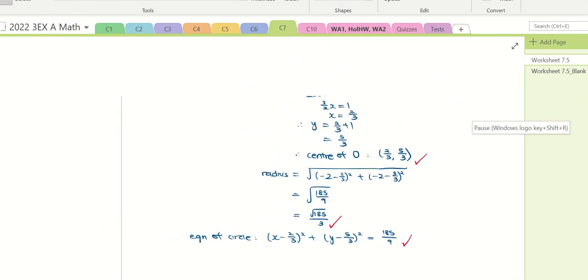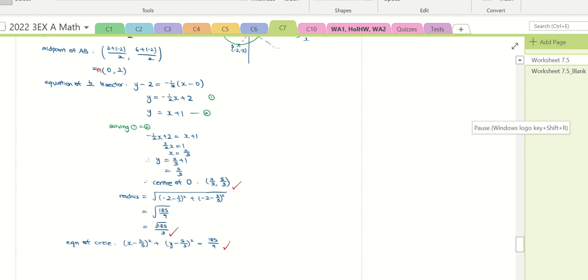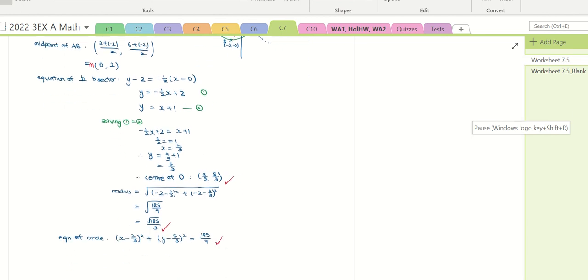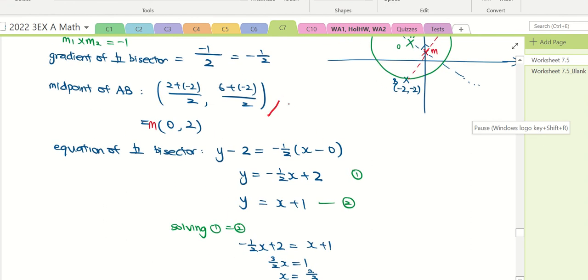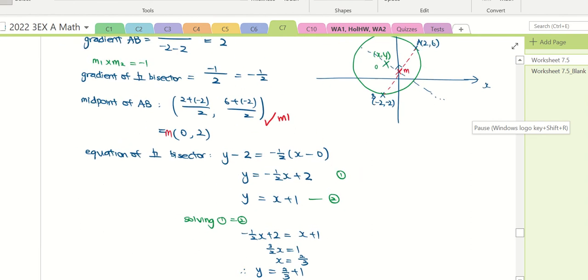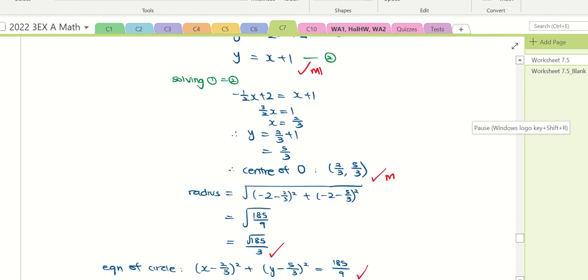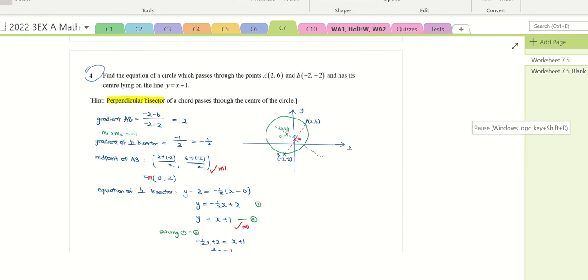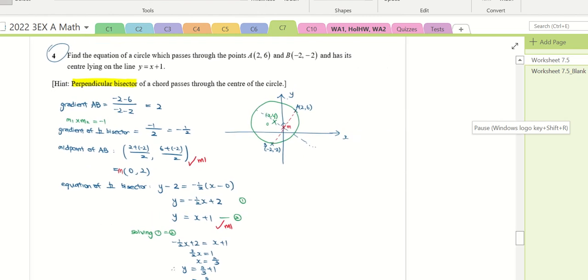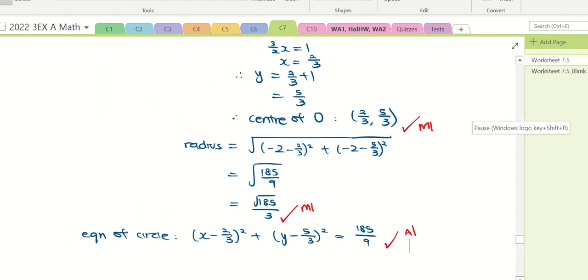So this is the answer. This is an overview of the entire question. Let's say it's 5 marks. When you use the midpoint formula, 1 mark. You find the equation of the bisector, 1 mark. Solve for the center, radius, and then the final one, A1. So this is how you do the 5 marks question. Minimally this question will be 5 marks. Ending with this, you don't have to simplify further, you can keep it like this, because in A math we allow improper fractions.